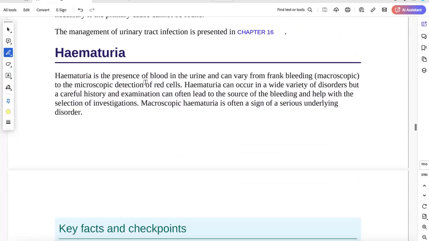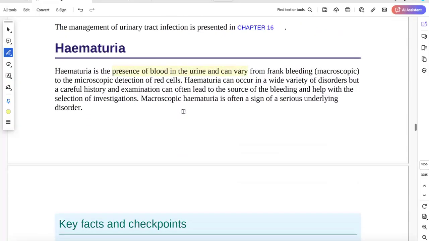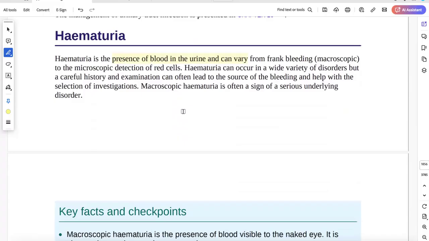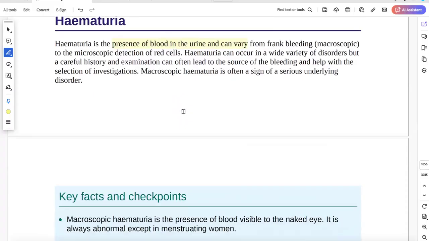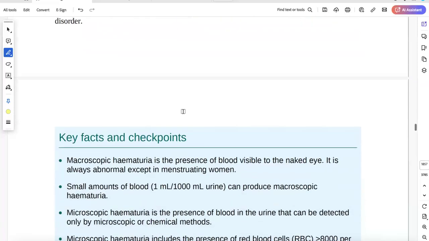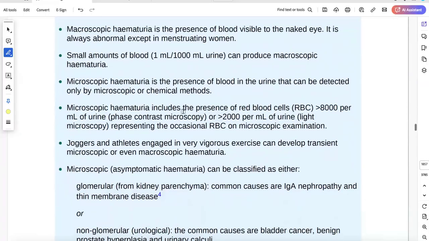Hematuria means presence of blood in the urine, and can be frank bleeding. So a patient can come to you saying that I can see blood coming out with the urine, or you did a urine microscopy or dipstick and you found there are red blood cells in there. So that's microscopic hematuria. And there are lots of causes of hematuria.